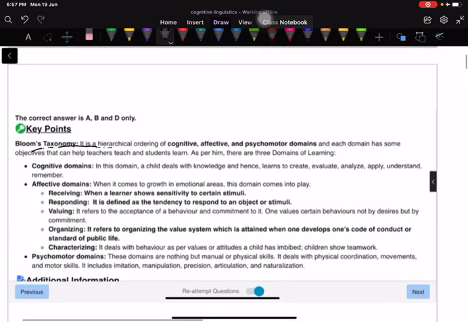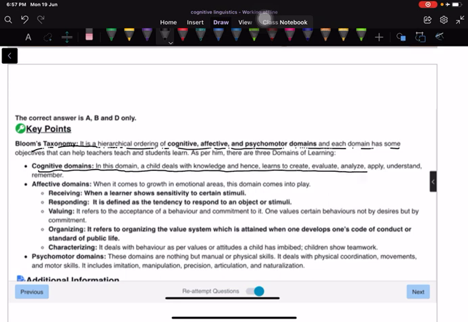Bloom's taxonomy, hierarchical order of cognitive, affective, and psychomotor domains. Cognitive domain. In this domain, a child deals with knowledge and hence learns to create, evaluate, analyze, apply, understand, and remember.